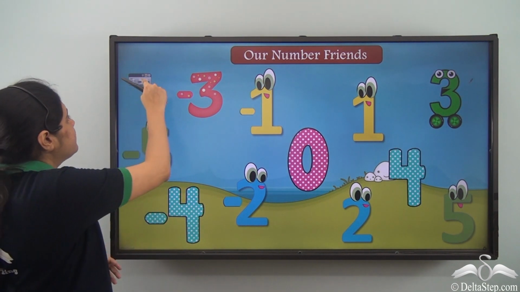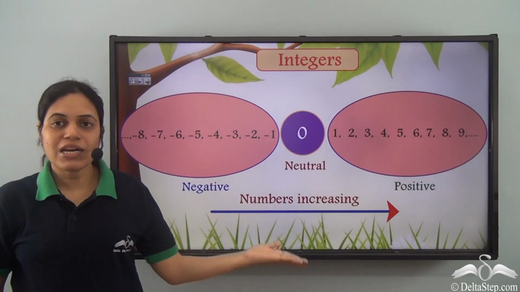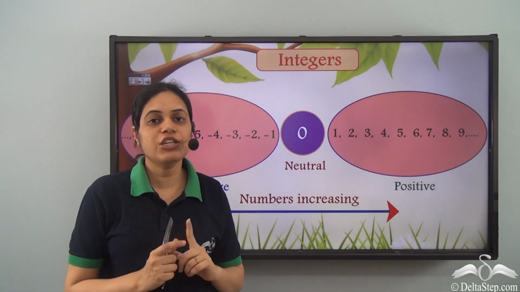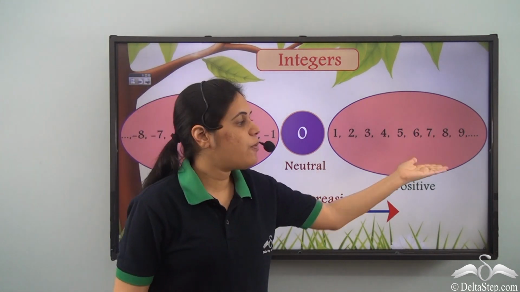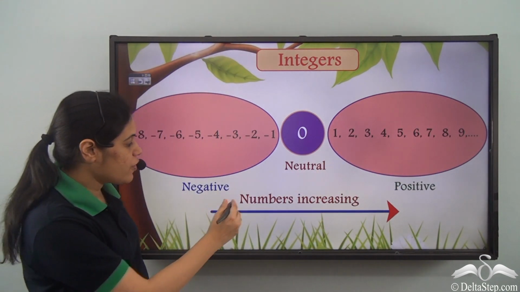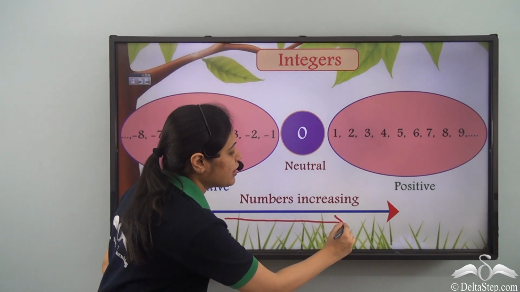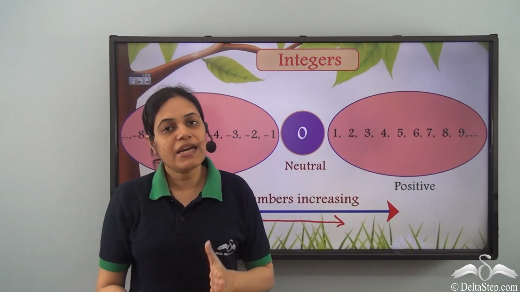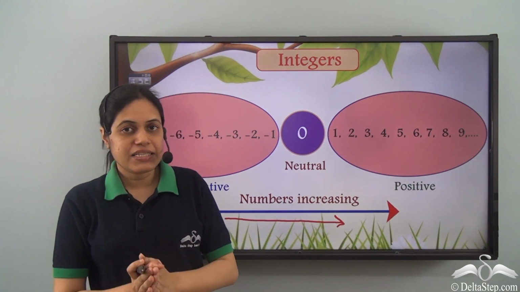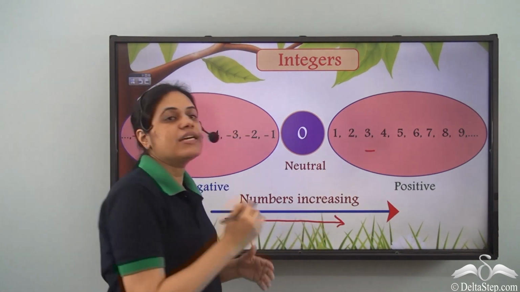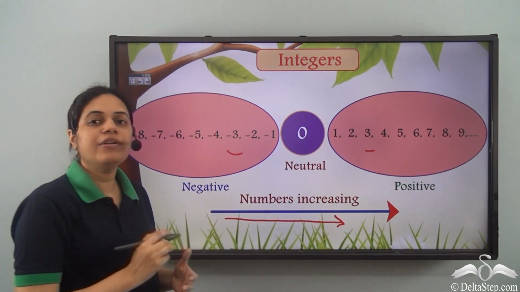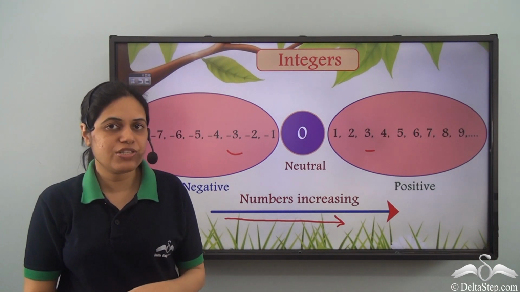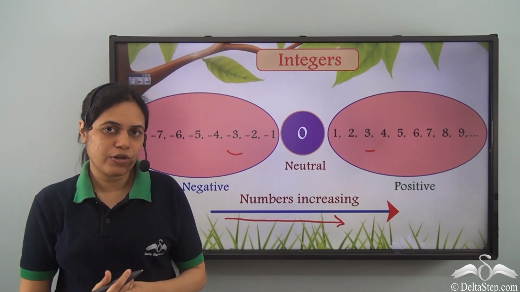So let us see. These are the different integers: the negative integers, 0, which is the neutral number, and the positive integers. We also know that the numbers are increasing in this direction. As I move from left to right, the numbers are increasing. That is, any number on the right is greater than any number on the left. Using this, we will arrange these integers in ascending and descending order.